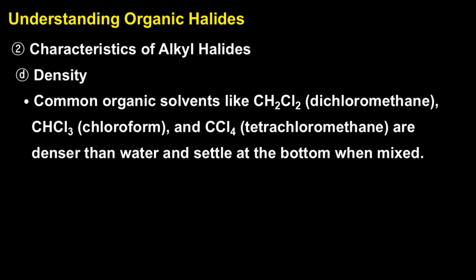Now let's talk about density. Most organic compounds float on water, but many halogenated ones, like CH2Cl2, CHCl3, and CCl4, actually sink. Why? Because halogens are heavy. When a molecule has multiple halogens, its density goes way up. Water's density is about 1.0 grams per milliliter. Chloroform is around 1.49, and carbon tetrachloride is about 1.59. That's why these solvents settle at the bottom in liquid-liquid extractions. Good to remember in the lab.